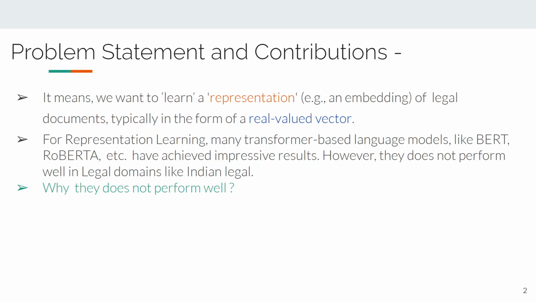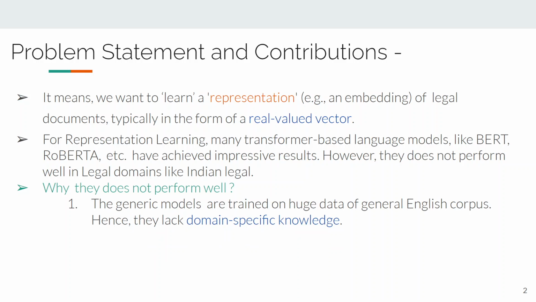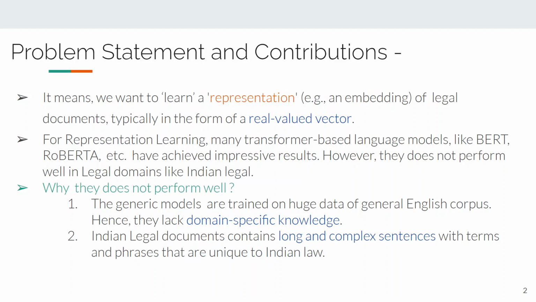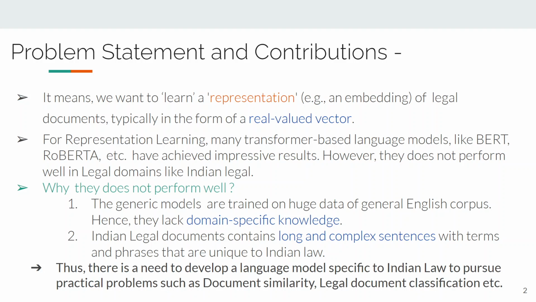Now, why do they not perform well? Because the general models are trained on huge data of general English corpora like Wikipedia text and children's storybooks. Hence, they lack domain-specific knowledge. The second reason is that Indian legal documents contain long and complex sentences with terms and phrases that are unique to Indian law. Thus, there is a need to develop a language model specific to Indian law to pursue many practical problems like document summarization, sentence labeling of the document, and document similarity.